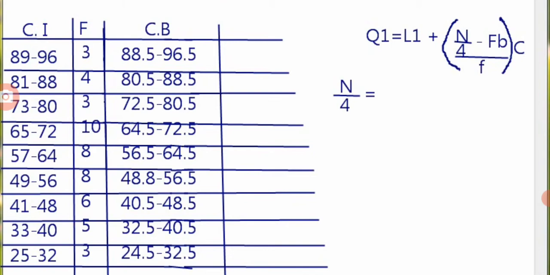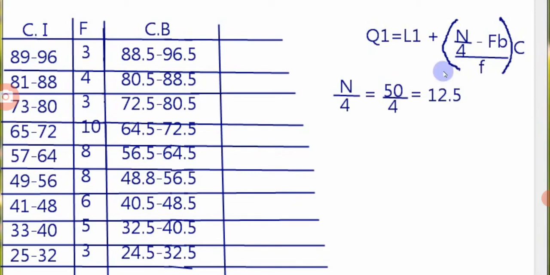So we go back to N over 4 and compute it. N is 50, so it will be divided by 4, as in the formula. Press your calculator. Make sure your calculator is in good shape. So 50 divided by 4 is 12.5. This gives 12.5.